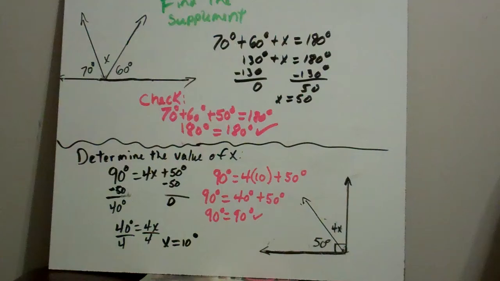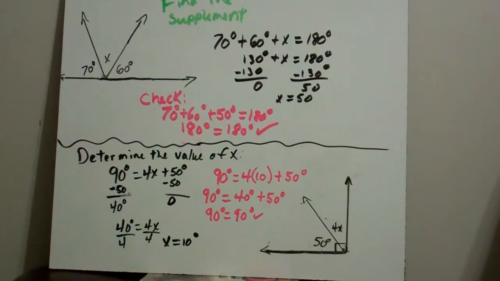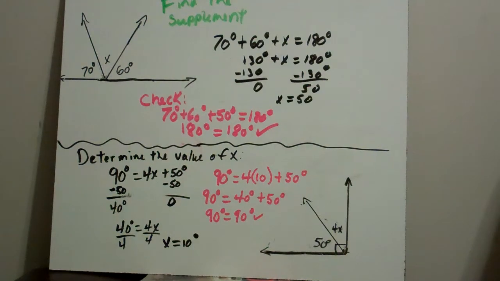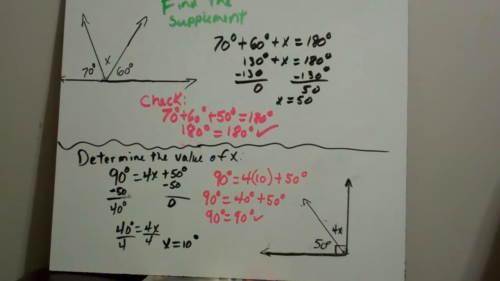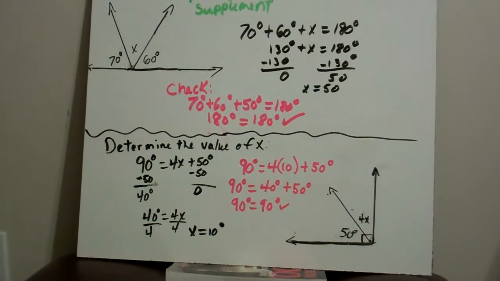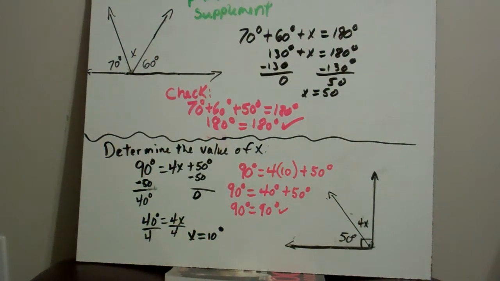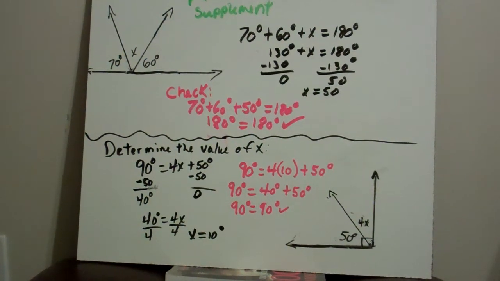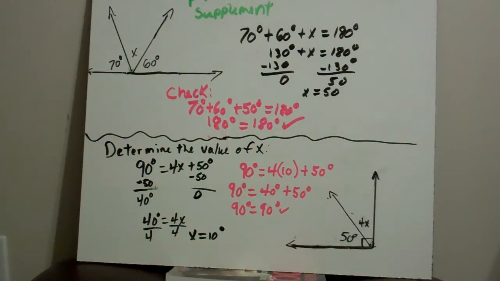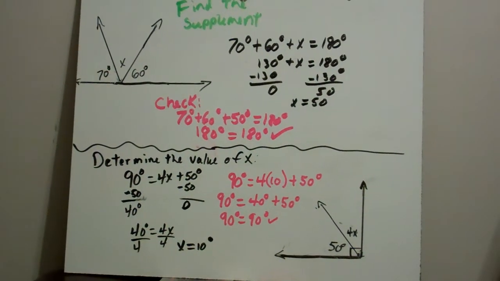We combine like terms. We're going to have to go across the equal sign, so we're going to have to subtract 50 from both sides. We're left with 40 degrees is equal to 4x. So we divide both sides by 4 to get x isolated, and we end up with x is equal to 10 degrees. Let's go back and double check that then.